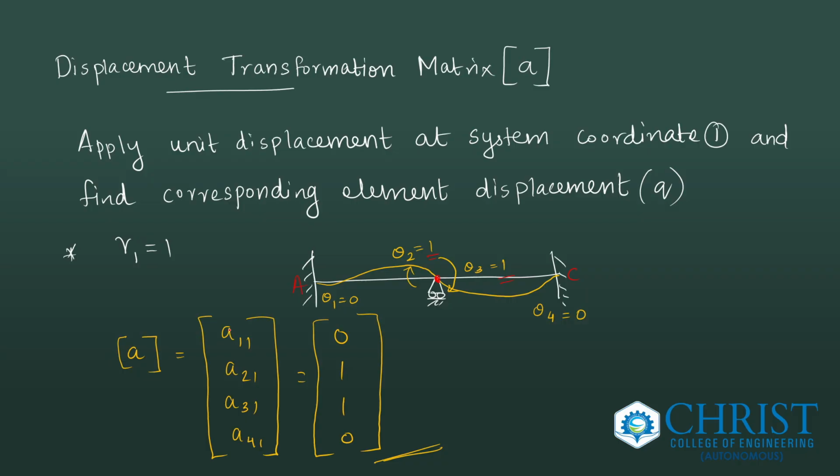A11 represents the displacement at 1 due to the displacement at 1. A21 represents the displacement at 2 due to the displacement at 1. A31 is the displacement at the third element coordinate due to unit displacement at the first system coordinate. A41 is equal to the displacement at the fourth element coordinate due to unit displacement at the first system coordinate. It is 0, 1, 1, and 0.